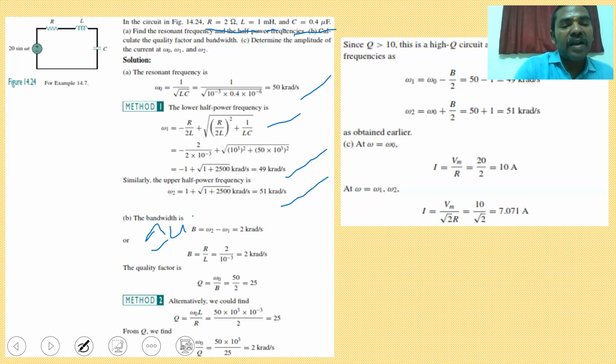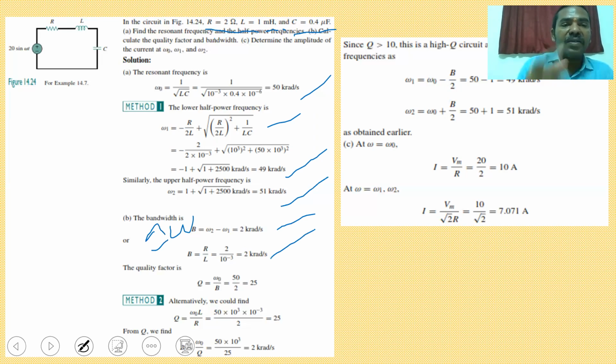Okay, so what is bandwidth delta omega? Delta omega is omega 2 minus omega 1. So 51 minus 49, you can get 2 into 10 power 3 radians or 2000 radians. Also the bandwidth is R by L, so there also you can get the same value. What is your R value? 2. And what is your L value? 1 millihenry, so 1 into 10 power minus 3. Again you can get 2000 radians per second only.